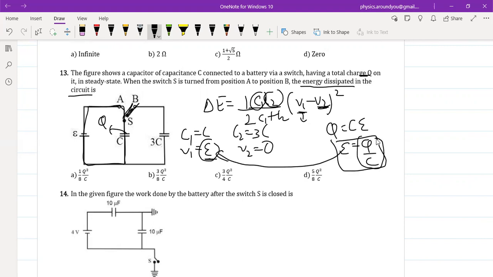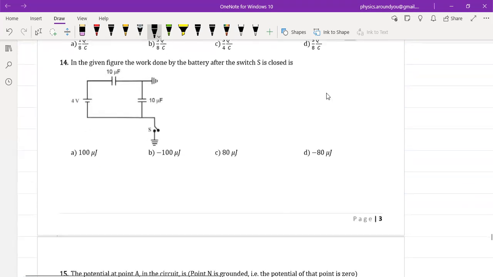This is the one-shot approach to do any such capacitor flipping questions. This should be helpful even if the capacitor 3C had an initial potential difference. Had this 3C been connected across any battery, then V2 would be non-zero. So this one thing will help in a lot of questions.